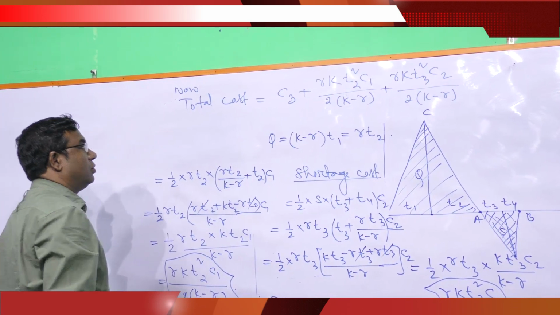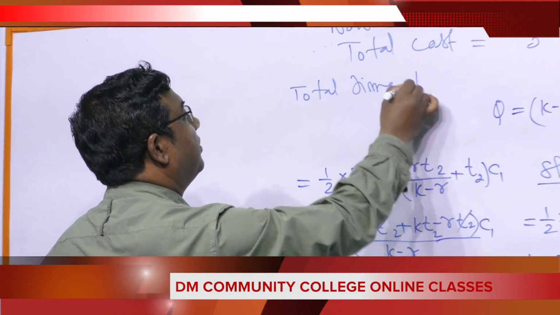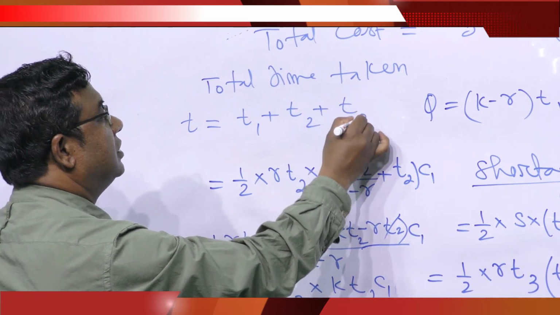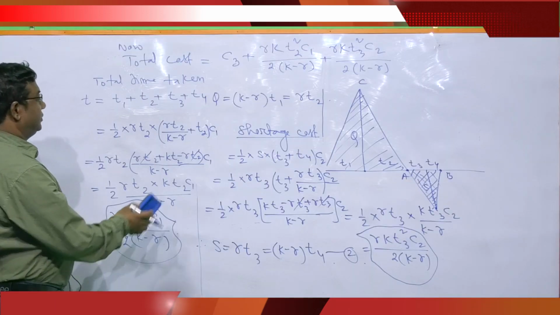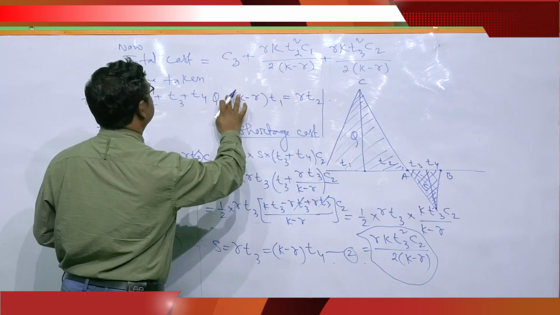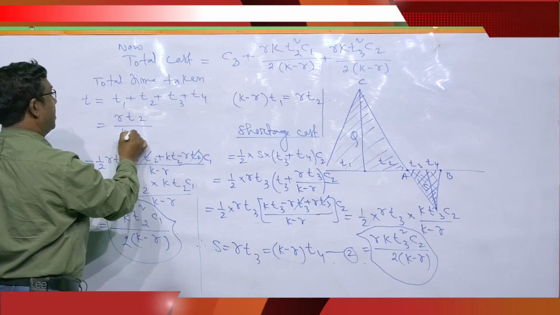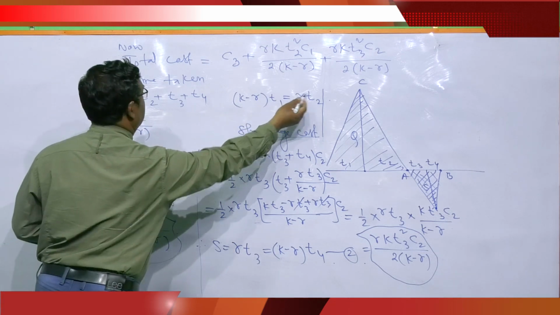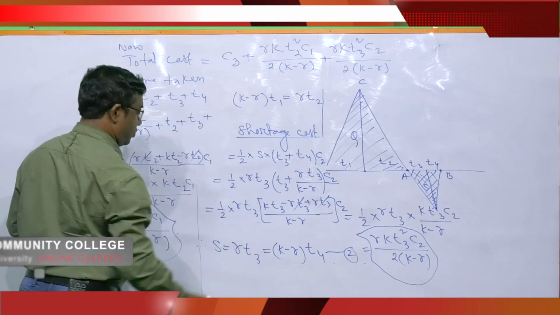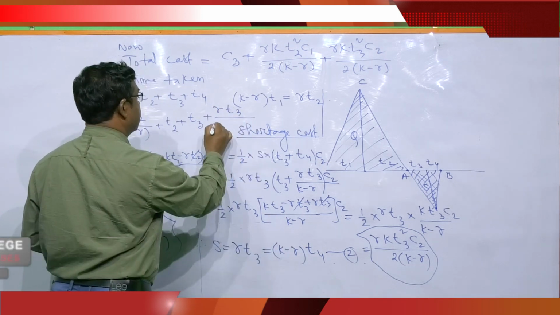Then we have to find the total average cost. So now the total time taken is T equal to T1 plus T2 plus T3 plus T4. The value of T1 is R T2 by K minus R, so T equals R T2 by K minus R plus T2, then T3, then T4. From here T4 is R T3 by K minus R.